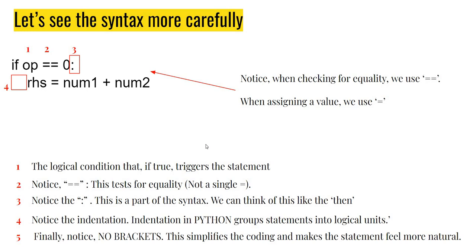Starting with a single if statement, first thing first, remember that this is in logic exactly the same as the if-then statement from scratch. So we have here, I'm going to make five points. Number one, notice the structure of this. The logical condition that triggers the statement to be true in this case is OP equal to 0. The reason we have two equal to's here, that's my second point, is because we are testing for equality.